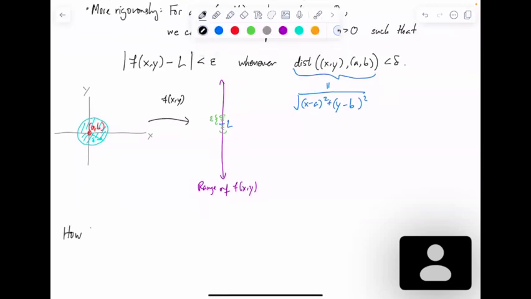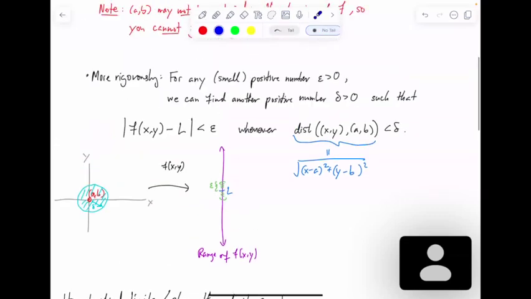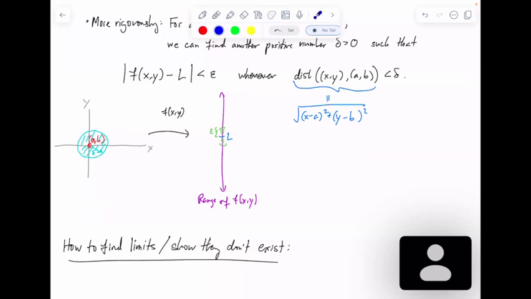So how to find limits or show they don't exist. That's the next topic we're about to do now. Because as you can see, this is a very abstract definition. It's very rigorous in the sense that it's very clear what it means to have a limit at a point. But in actuality, this is a condition that's incredibly hard to verify. Let's deal with how limits could fail to exist first.